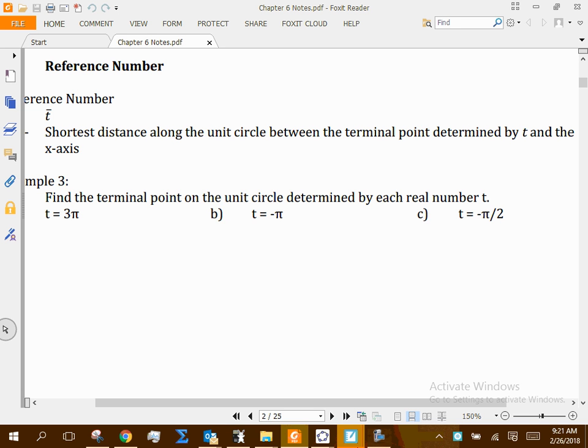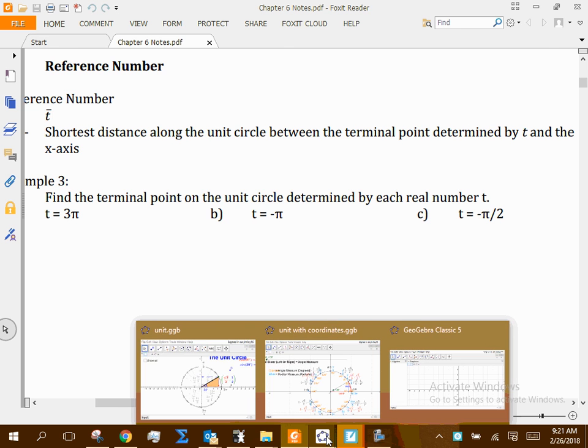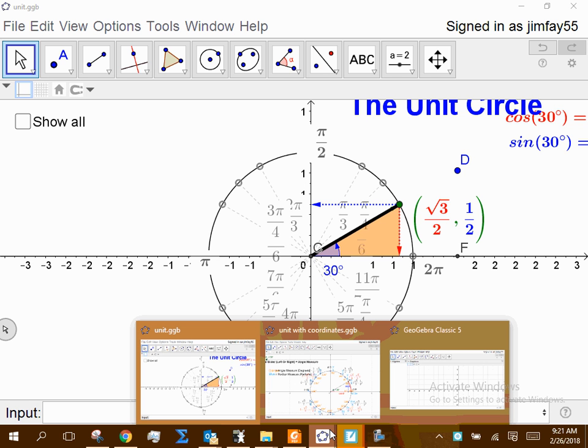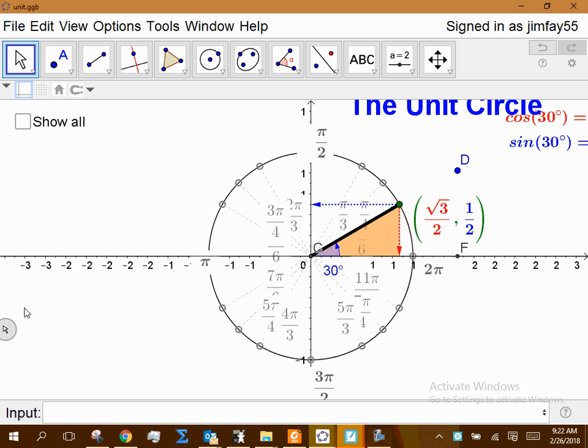So if I give you an example, we'll do it with this one. Let's say T.